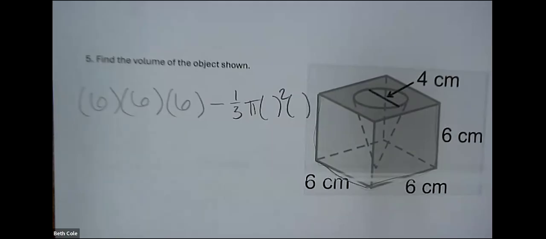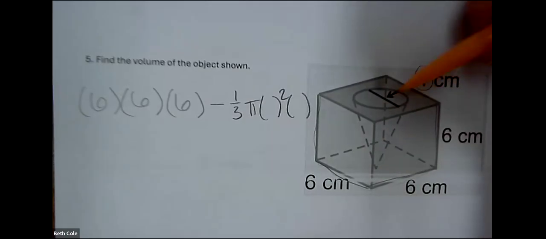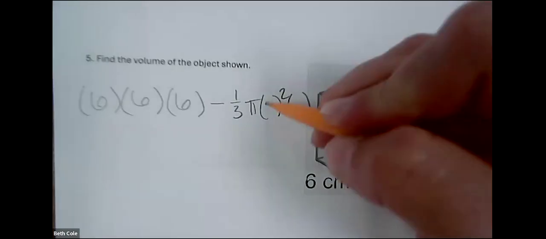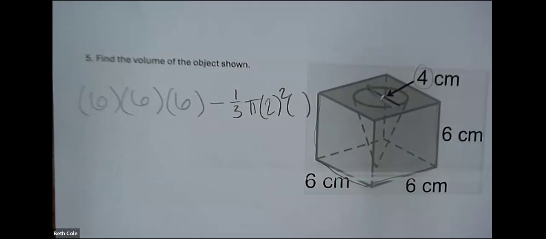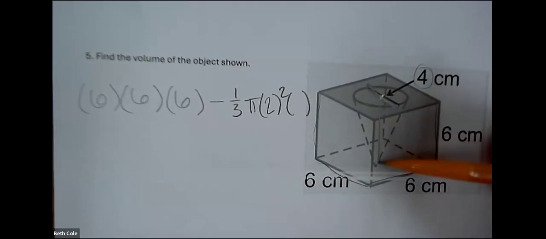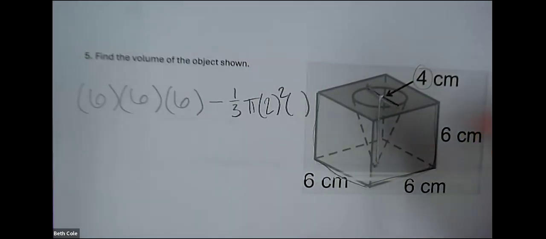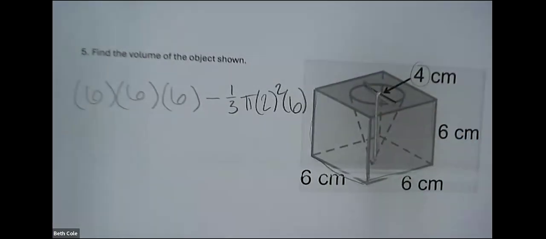Now we don't have the radius of the cone that got cut out there, but we have the diameter. Diameter is 4, so our radius is 2. It's half of that. And then the height of the cone is this. Well, what's the height of the cube? It's going to be the same. What is this distance? It's 6, yeah. So we subtracted out the cone that's there.